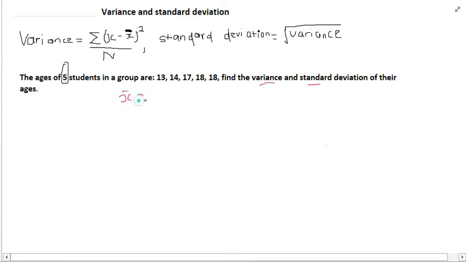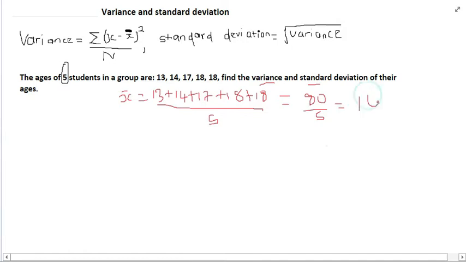That means we are going to add 13 plus 14 plus 17 plus 18 plus 18 again, over how many entries? There are 5. So 13 plus 14 plus 17 plus 18 plus 18 again is going to be 80. It's 80 over 5, and that is 16. So the mean is 16.